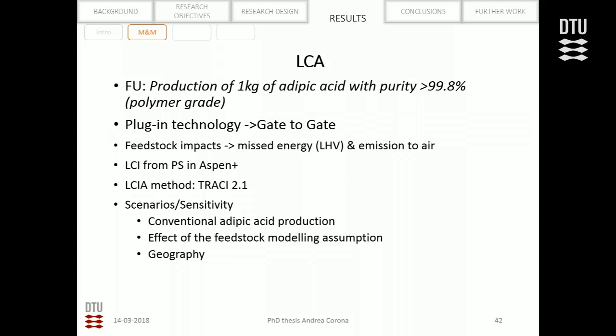And thereby, the feedstock impact of this lignin accounts for the missed energy that is not possible to produce because we are taking this lignin for material production. And the inventory is coming from the process simulation developed in Aspen Plus. And the impact assessment method in this case is TRACI 2.1 in order to better represent the US conditions.